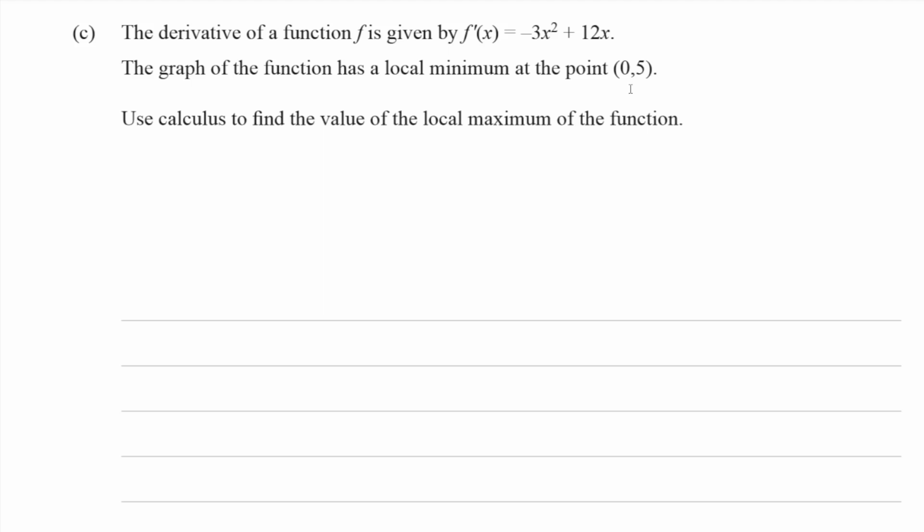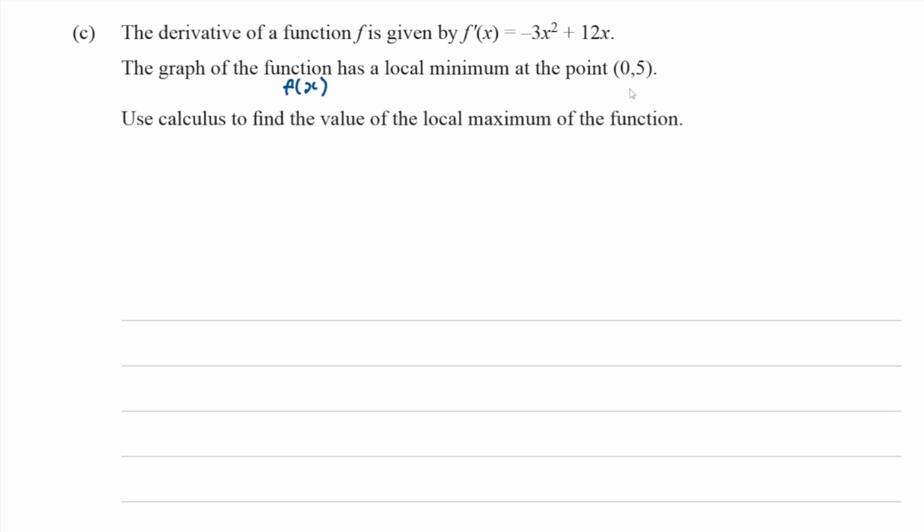Okay, let's get started. So we're given the derivative f prime of x as negative 3x squared plus 12x. We're told that the original function, so f of x, has a local minimum at (0, 5). We need to find the value of the local maximum.